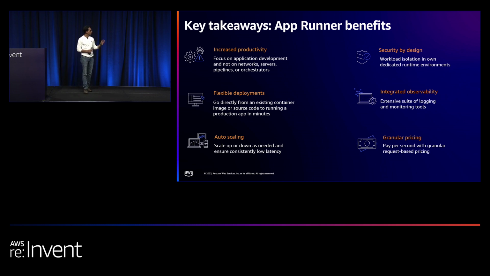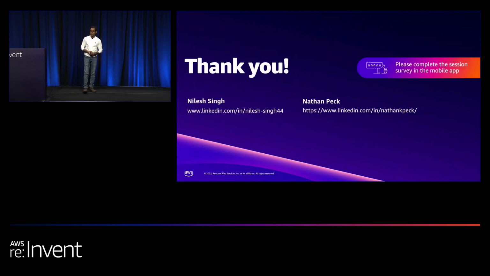And finally, some of the other things like security by design: it's built on Firecracker, highly isolated environments, and comes integrated with IAM roles and policies. Observability, you get that out of the box. You do not need to manage a sidecar or run logging and metrics collector agents. And finally, the pricing. It has a very unique pricing in the sense that you pay for what you actually use, the compute that you use for your applications. So yeah, that's App Runner for you.